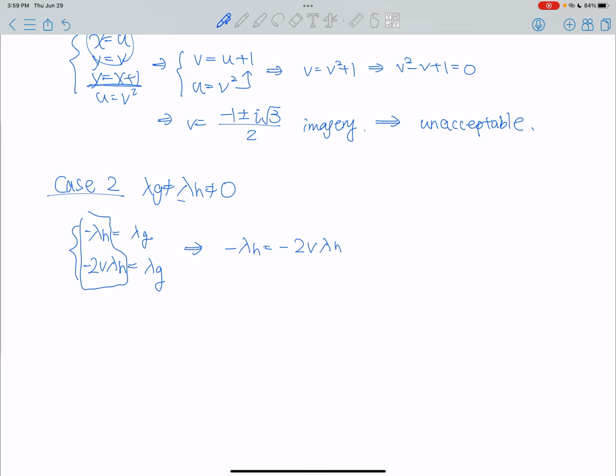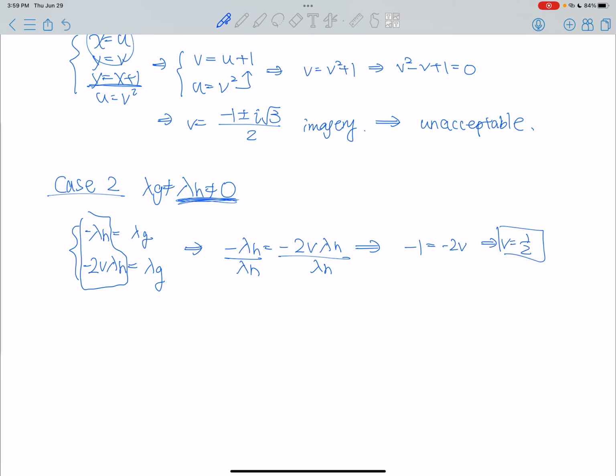But since lambda h is not 0, we can divide both sides by lambda h. So we find negative 1 equals negative 2v, and obviously, v equals a half. And by the second constraint, we have u equals v squared. And v is a half, so naturally, u equals v squared equals a quarter. Okay, so this is the first part.